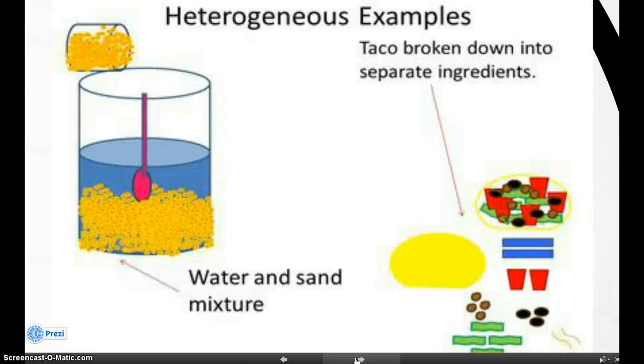Here's some examples of heterogeneous mixtures as well. Water and sand, the sand will drop to the bottom and so it separates out. And then an example here with a taco. So it's broken down into its separate ingredients. You can see it's all mixed together. It's just a group of randomly mixed items.